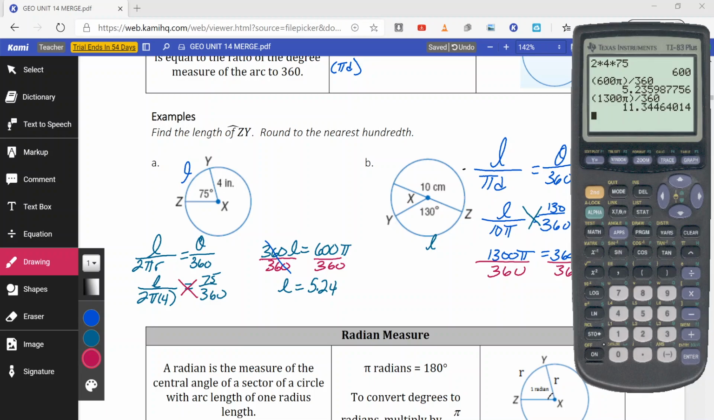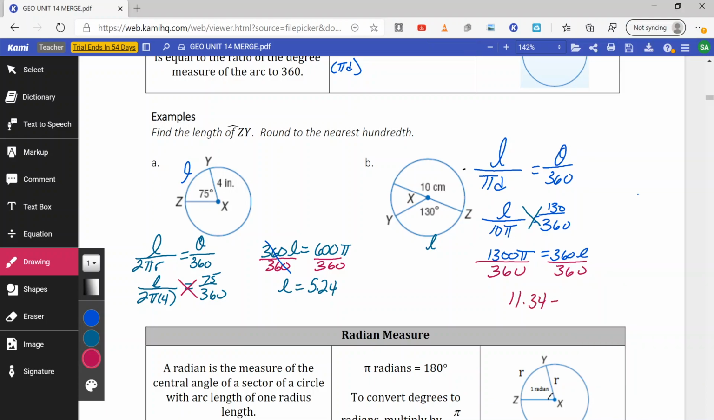Gives us an approximate value when we round to the nearest hundredth, 11.34. So we have 11.34 as the length of our arc. So that's finding the length of an arc.